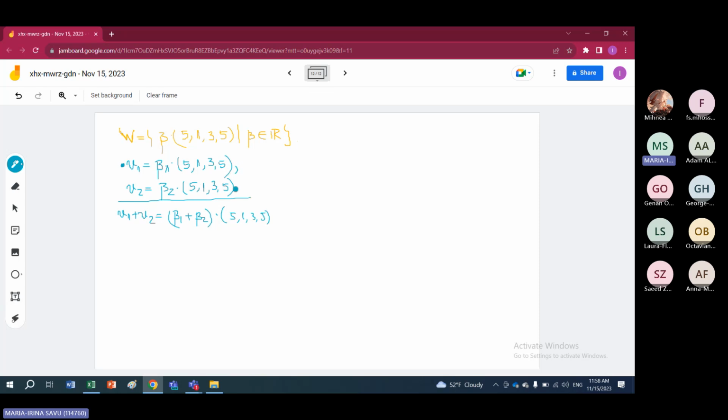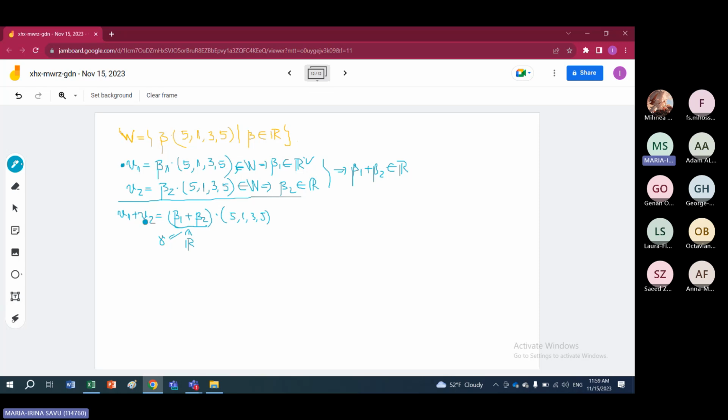Using the fact that V1 and V2 are in W, it means that beta 1 is in R, so I have this condition checked. This is also in W, so beta 2 is in R. So having these facts, I have that beta 2 plus beta 1 is also in R. Something from it could be gamma if you like. So you have something in R times (5, 1, 3, 5).